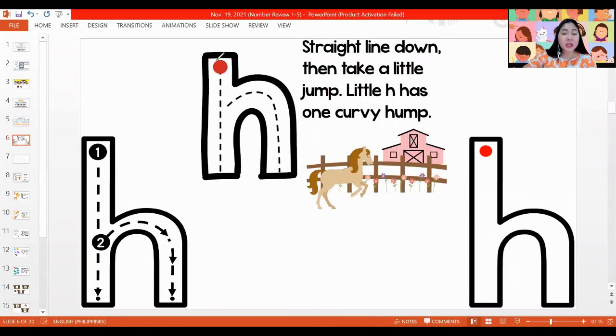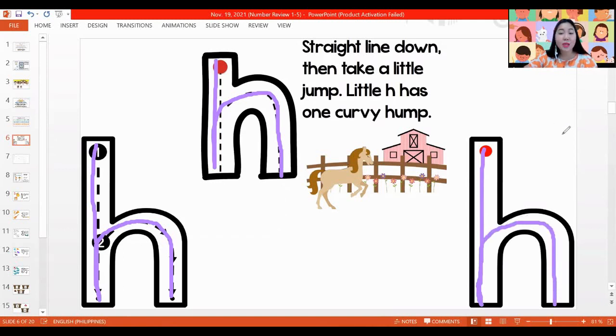So we start at the top, we make a straight line down. We go up the middle, make a curve and a straight line down again. Let's do that one more time. Straight line down, go up to the middle, make a curve and a straight line down. Let's do it one more time. Straight line down, up to the middle line, make a curve and a straight line down. And we made the letter H. Did you make it three times also?